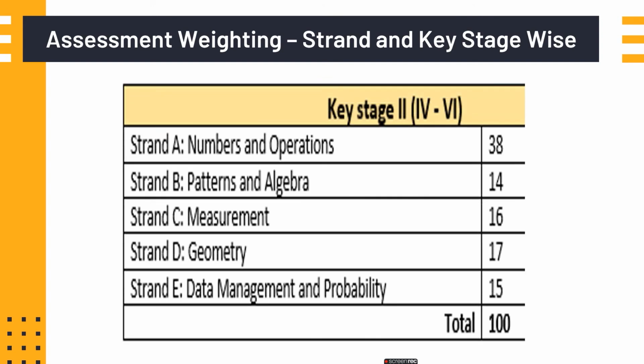Next, we move on to the assessment weighting. Strand and key stage wise weighting. So for key stage 1, we know that it is continuous formative assessment. There is no weighting. For key stage 2, that is from class 4 to 6, under strand A, the weighting is 38%, strand B 14%, strand C 16%, strand D 17%, and strand E 15%.